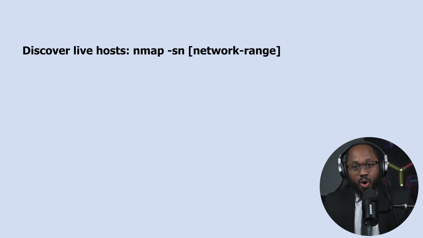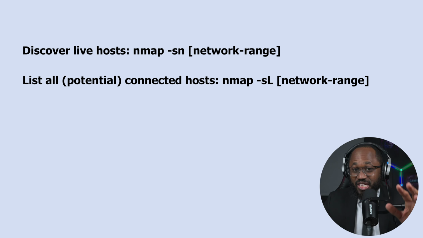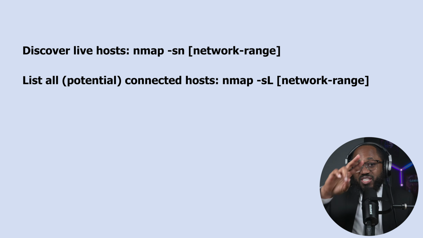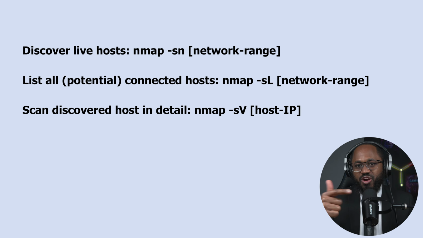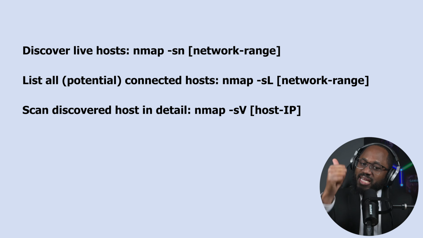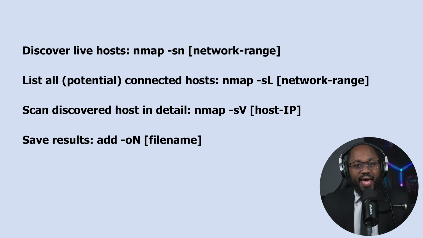For graphical visualization, which is somewhat optional, you can use Zenmap, Nmap's GUI, for visual topology mapping and easier analysis. You can discover live hosts, right? The nmap -sn with the network range. You can list all potential connected hosts, right? The nmap -sL with the network range, which lists all the IPs, not just the live ones. And then you have to scan discovered hosts in detail, right? That's nmap -sV with the host IP. But you gotta save your results after, right? With basically the -oN and then the file name.